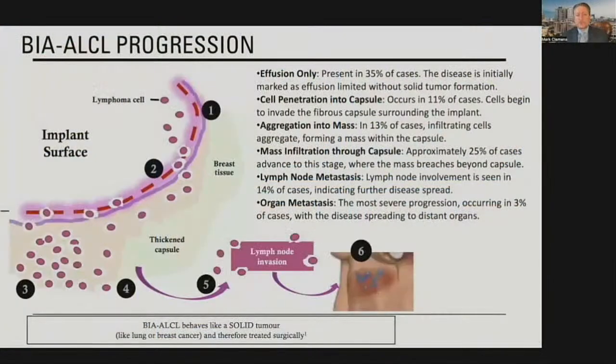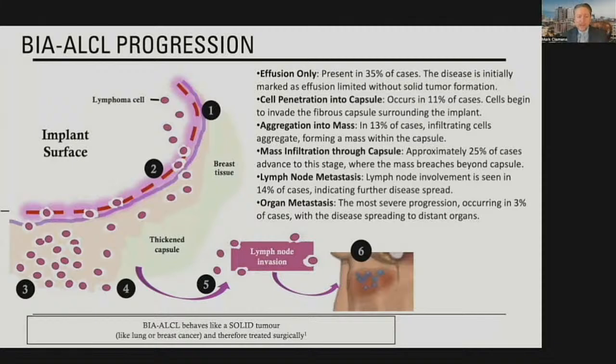I'm asked by patients, is ALCL a capsular malignancy? Meaning, is it a cancer that arises from the capsule itself? And the answer is no. It actually arises on the surface of the breast implant and in the fluid that is between the breast implant and that scar capsule. So for 1 in 3 patients, we call that effusion limited or a primary effusion malignancy, meaning that all of the disease is just in the fluid around the breast implant.